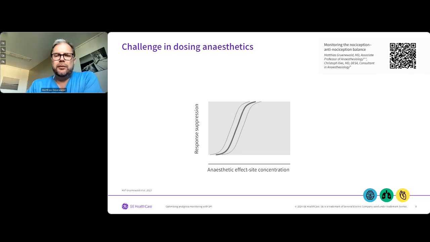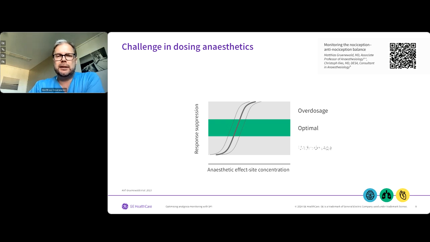When we look at the individual patient, we see that we have a certain response to our anesthetic effect site concentration. And the response has a quite inter-individual variability in the patient. During our procedure, however, we want to be in the optimal range of the response suppression in our patient. And therefore, we also have to take into account avoiding overdosage and underdosage of anesthetics.